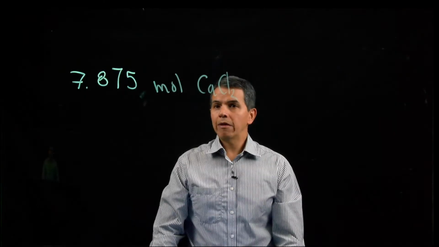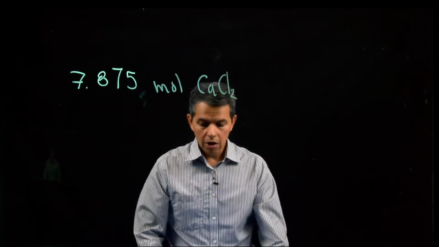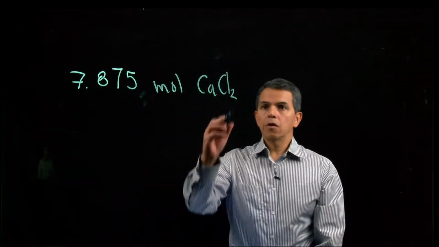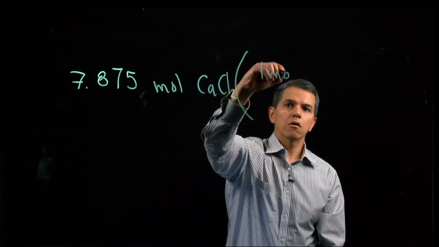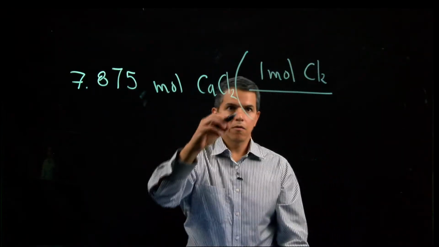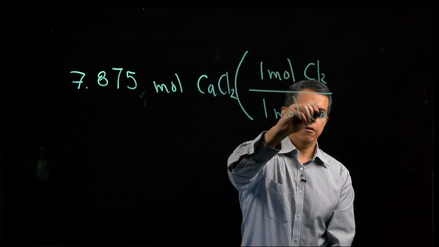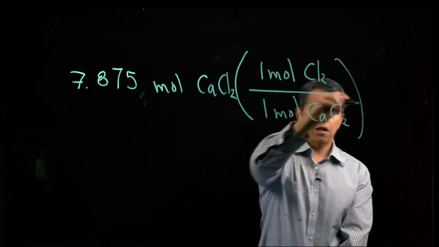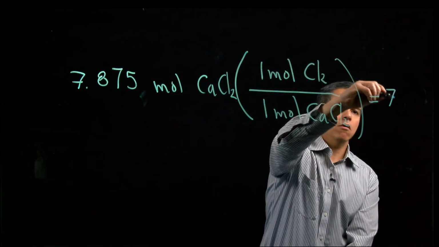Okay. Now that we have the moles of calcium chloride, we are going to use the stoichiometry given by the chemical reaction to calculate the moles of chlorine gas that have been formed. So from the stoichiometry, we have a 1-to-1 ratio. So we have 1 mole of chlorine gas from 1 mole of calcium chloride. And that basically gives us the same number of moles as before.